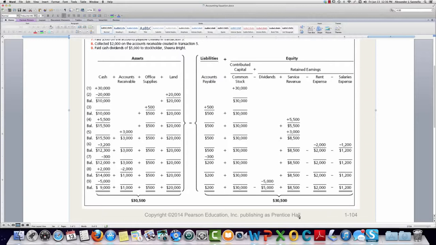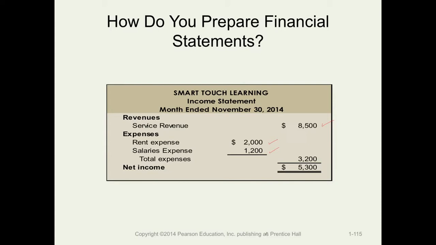So we go to service revenue. It's 8,500, and notice we have both, as we said, you've got your cash sales of 5,500, and you had your credit sales of 3,000. Expenses, rent is 2,000, and your salary expense is 1,200. So the income statement is prepared directly from the accounting equation.